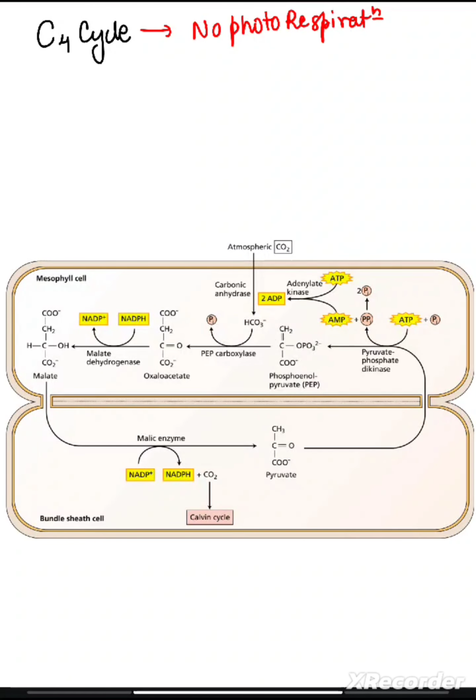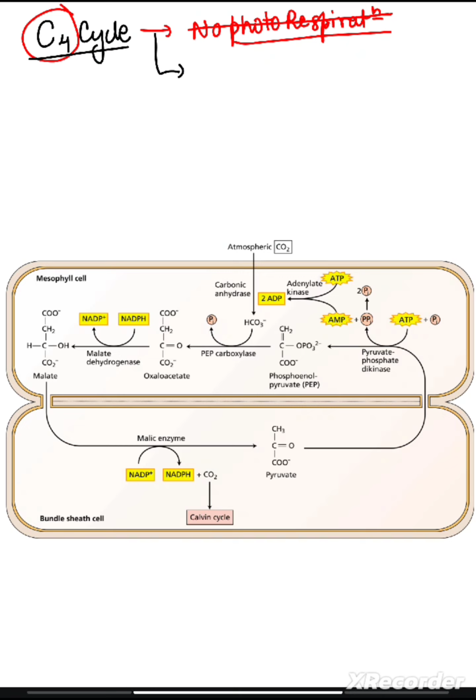Let's talk about the C4 cycle and the Kranz anatomy of C4 plants. So basically, what is the need of the C4 cycle? Plants do have the C3 cycle, right? But the C3 cycle had a drawback. These plants were undergoing photorespiration. So C4 plants have evolved in a way that they will just not perform this wasteful process. Instead, they undergo this particular C4 cycle.